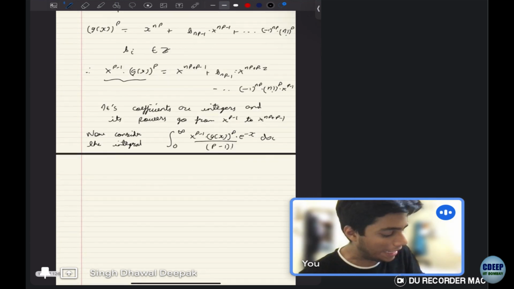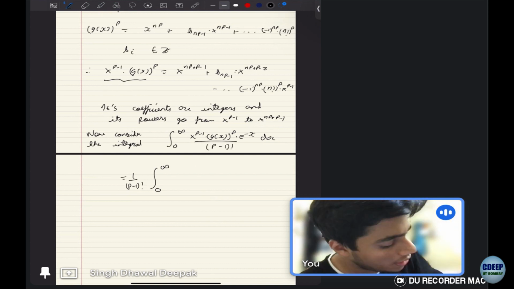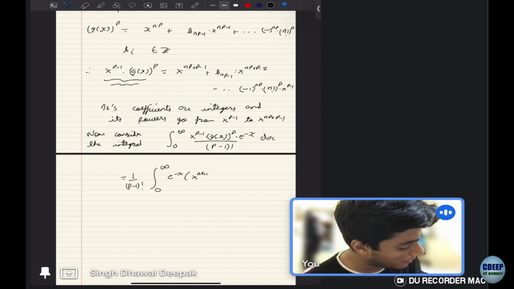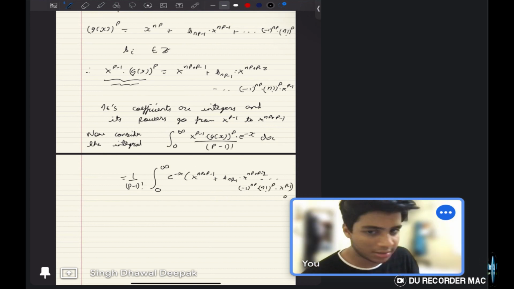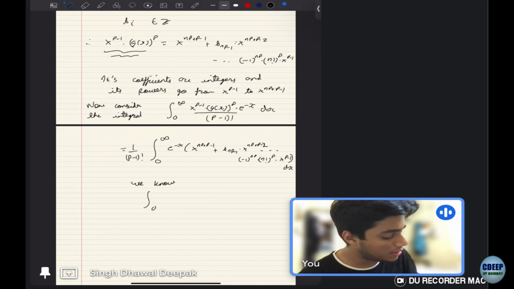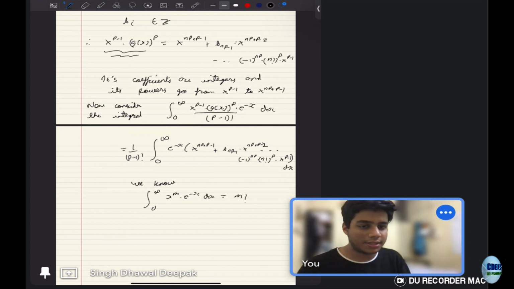So I will write it a little nicely as 1 over p minus 1 factorial, integral from 0 to infinity. Since I have defined the polynomial over here, I can just write it in an expanded version: e raised to minus x times x raised to np plus p minus 1, plus b_{np-1} times x raised to np plus p minus 2, all the way up to minus 1 raised to np into n factorial raised to p into x raised to p minus 1, dx, right? Now we know that the integral of x raised to m times e raised to minus x dx is m factorial. This comes from our good old friend the gamma function.